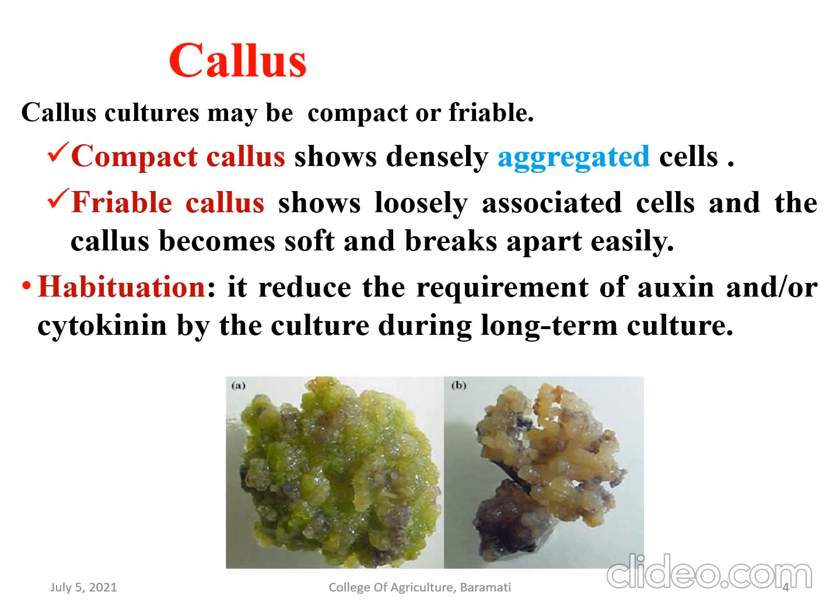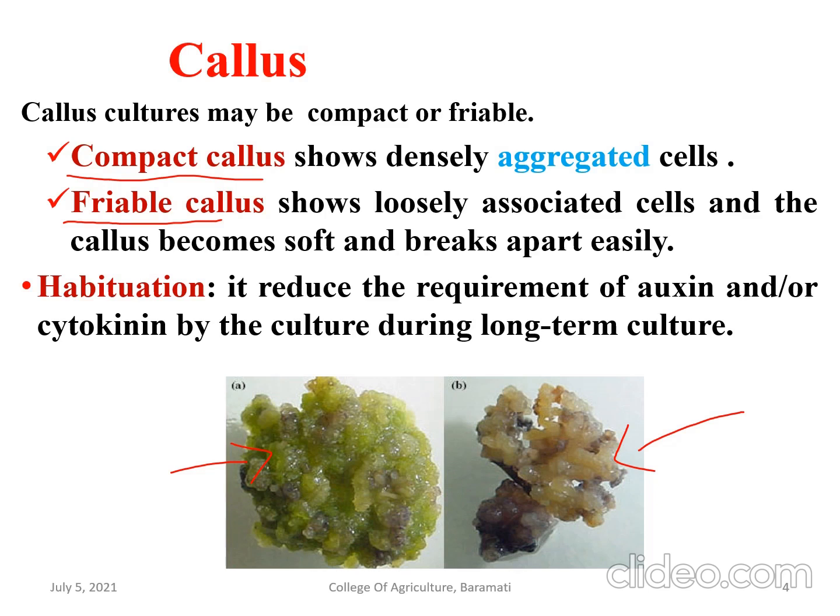Now, depending on the association of cells together, the calluses are divided into two types. One is compact callus and another is friable callus. Compact callus shows densely aggregated cells, where cells are very densely associated, and that's why its loosening or cutting will be quite difficult compared to friable callus. In friable callus, the cells are arranged very loosely, and that's why their dissociation into the liquid media becomes very easy. That's why it also breaks very easily.